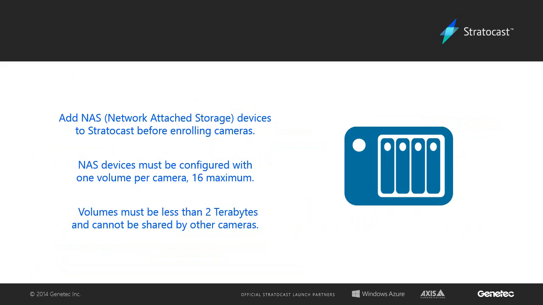If you plan on storing video on a NAS volume, which is a specific storage location on a network-attached storage device, make sure you've added the NAS volume to Stratocast first. We must have one volume per video unit that will be using the NAS device. Volumes must be less than 2 terabytes and cannot be shared by other video units.